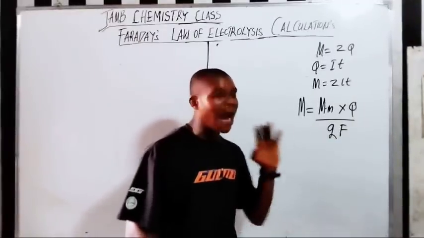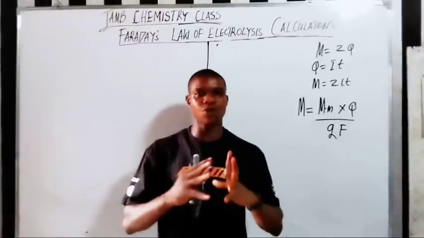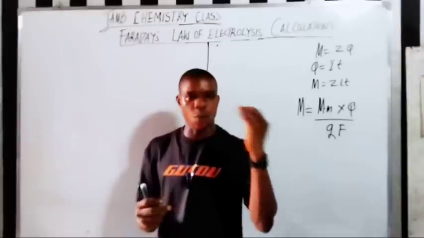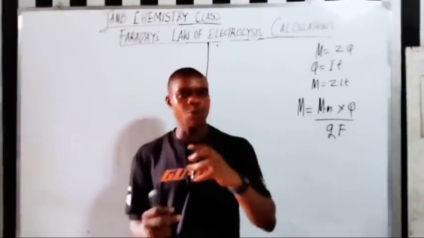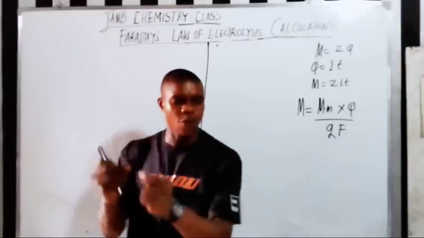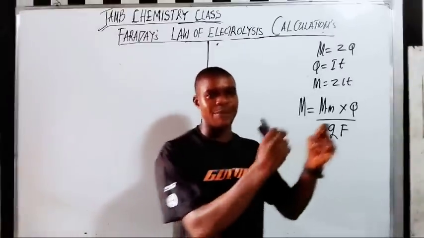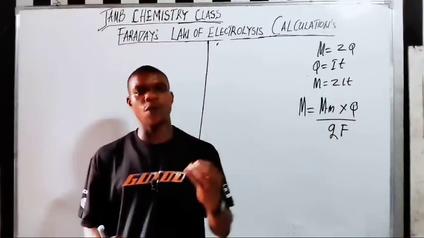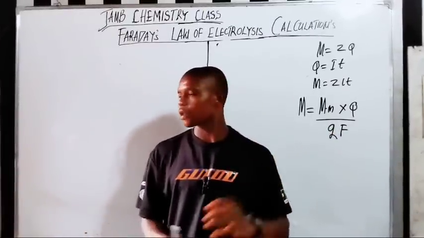And I'm going to give you a table that will show you each element and its various oxidation states, so that by the time you are solving questions, you already know the oxidation state of any metal. Each metal has its own oxidation state, so it varies depending on the metal. Do you understand?